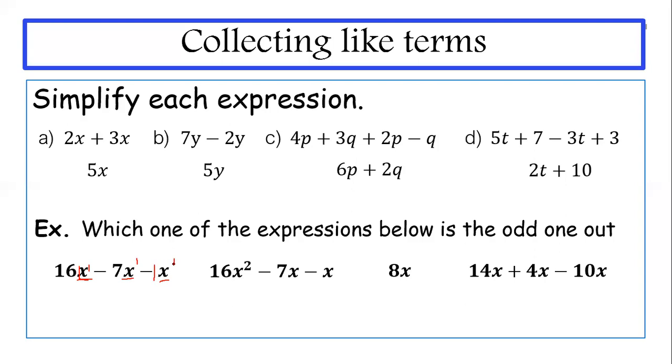Not in simplest form, the answer is 8x. And for those who didn't get it, this is x, and this is also x, and this is also x. Excellent, how did you get that? 16 minus 7 gives you 9. 9 minus 1 gives you what? 8x. Okay? Now, this one.